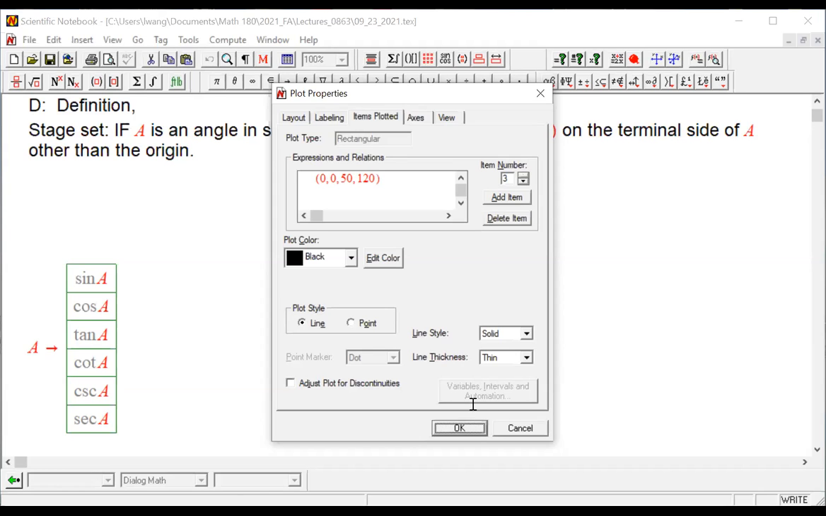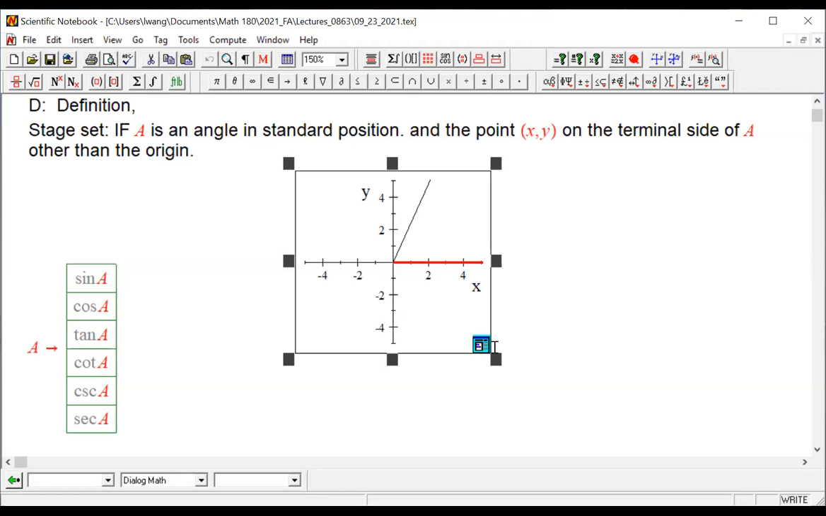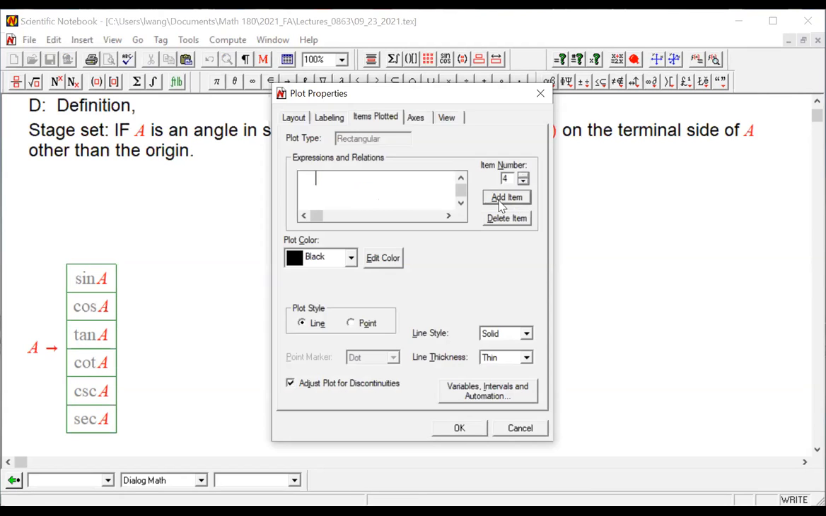Okay, this is a terminal, right? This is my terminal. It looks okay. And then I'm going to have a point. Okay, that's (x, y), and (x, y) is an arbitrary point. I want you to understand that.